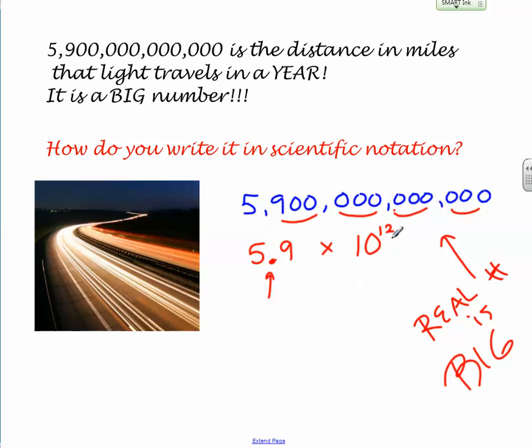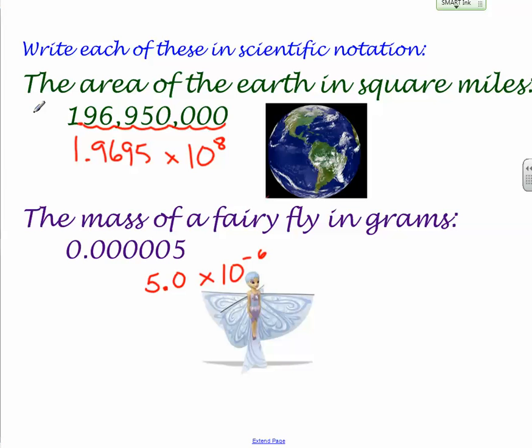And the way I know it's 10 to the 12th is because this real number is big. And so I have to move the decimal from 5.9 12 times to the right to get back to the real number. So that is times 10 to the 12th. And then we practice some more.